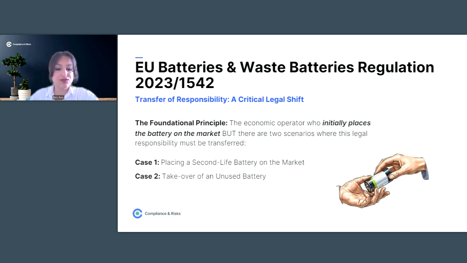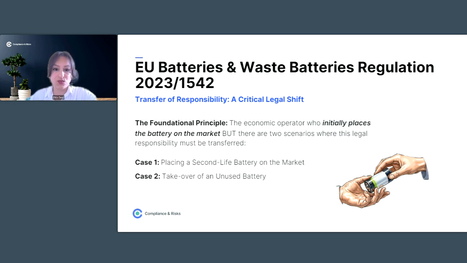There's also a possibility to transfer responsibility. This is one of the most critical mechanisms within the entire regulation: the transfer of responsibility for the digital battery passport. So the foundational rule is simple. Whoever first places the battery on the EU market is legally liable for its digital record. However, the regulation anticipates the circular economy and creates a clear chain of custody.